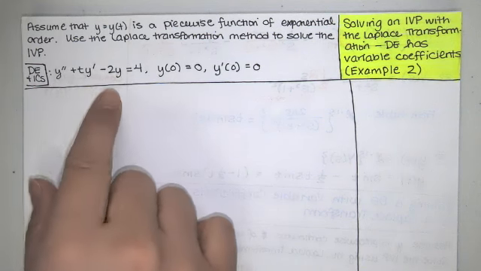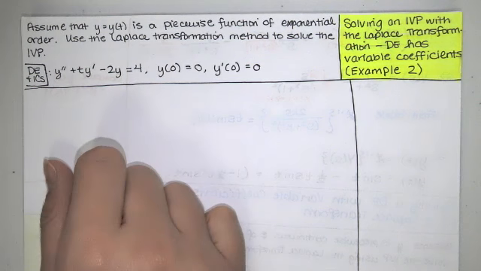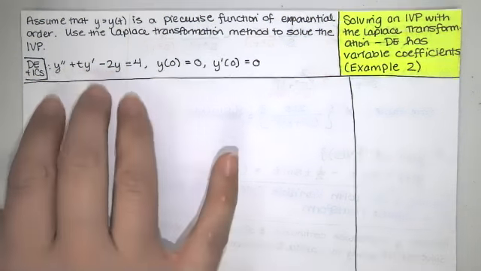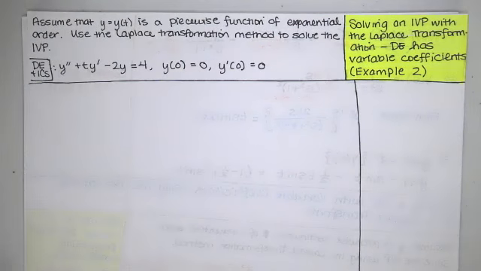But since we have a variable coefficient equation where those variable coefficients are just polynomials in t, and we have some initial conditions, the Laplace transformation method is an appropriate method to solve this, and we should be able to find a function y of t that satisfies this differential equation and satisfies those initial conditions. Again, we are assuming that y, that is the solution of the differential equation, is a piecewise function of exponential order, and then we'll use the method to solve this.